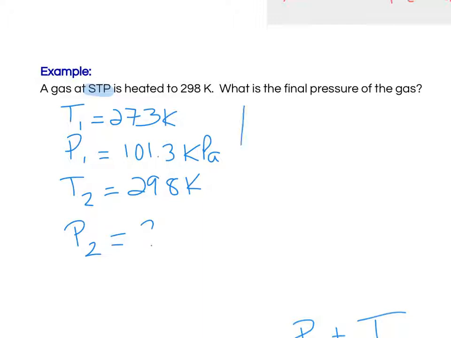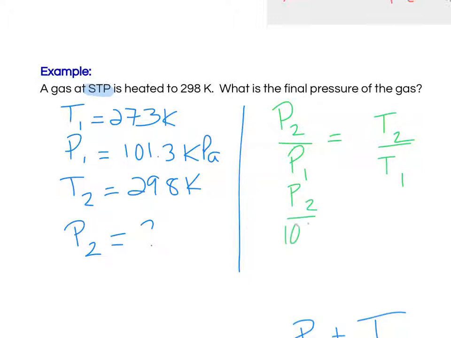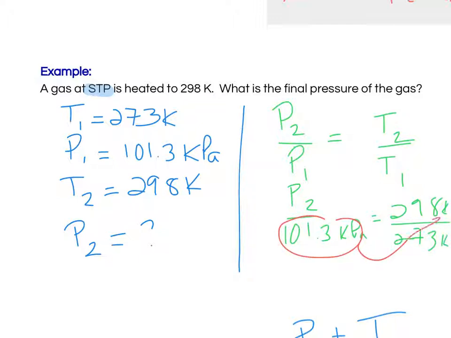Since P2 is my unknown, I'm going to write my equation in the form where P2 is in the numerator: P2 over P1 is equal to T2 over T1. I'm going to sub in my values: P2 over 101.3 kilopascals is equal to 298 Kelvin divided by 273 Kelvin. Again, I'm going to isolate P2 by bringing my 101.3 upstairs, and when I do that, I get a value for P2.